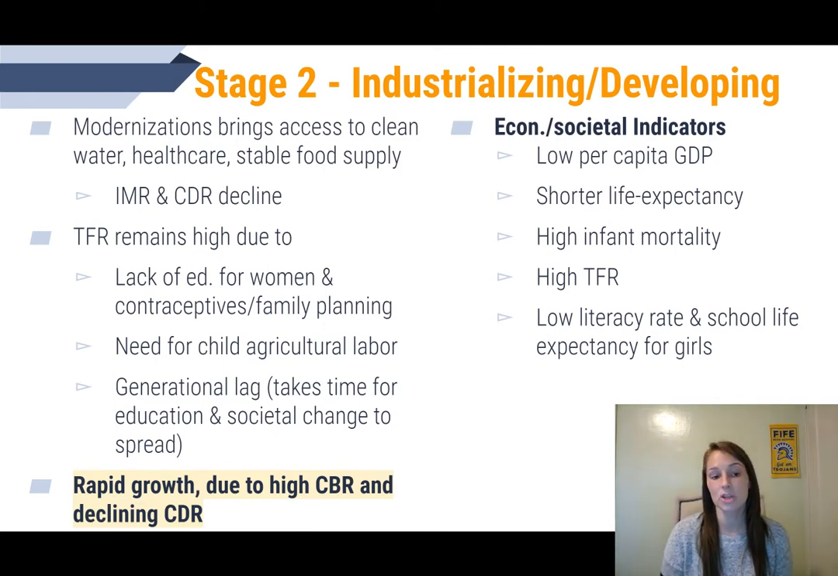So what we see in these countries is rapid growth. And this is going to be due to the fact that we have a high birth rate still, but we have a declining death rate.